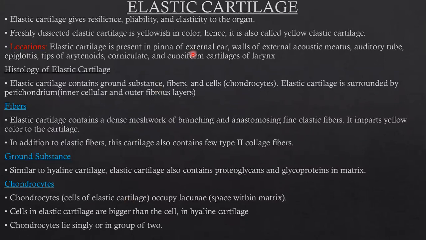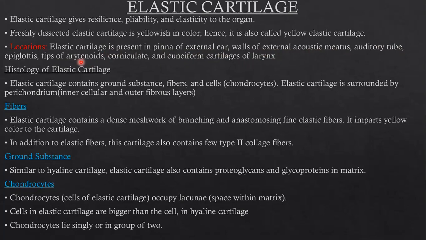Now, where is it located? Please, I have not said ligamentum flavum is elastic cartilage. That was just by the way. Elastic cartilage is present in the pinna of external ear, the walls of the external acoustic meatus, auditory tube, epiglottis, the tips of arytenoid, corniculate, and cuneiform cartilages of larynx.